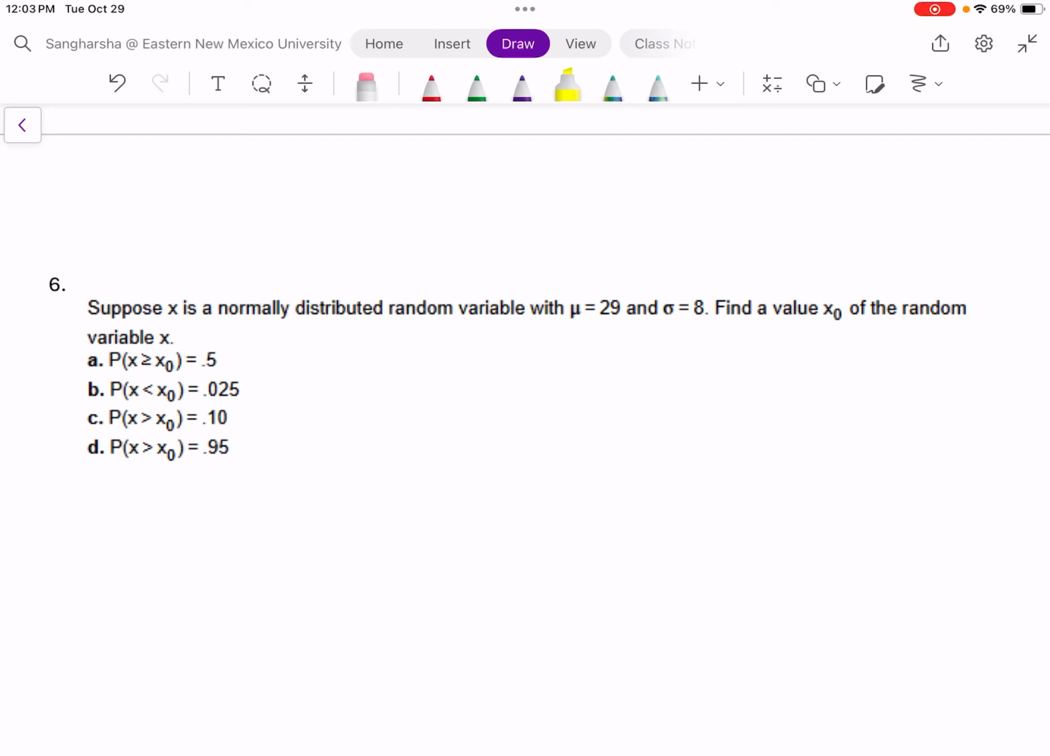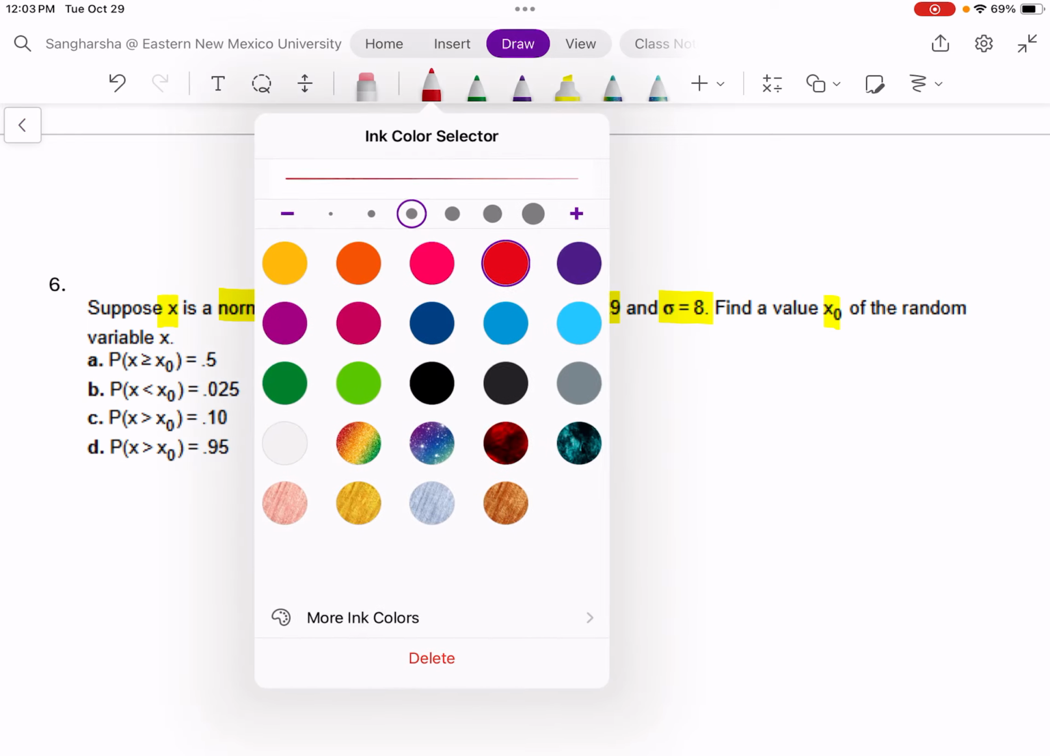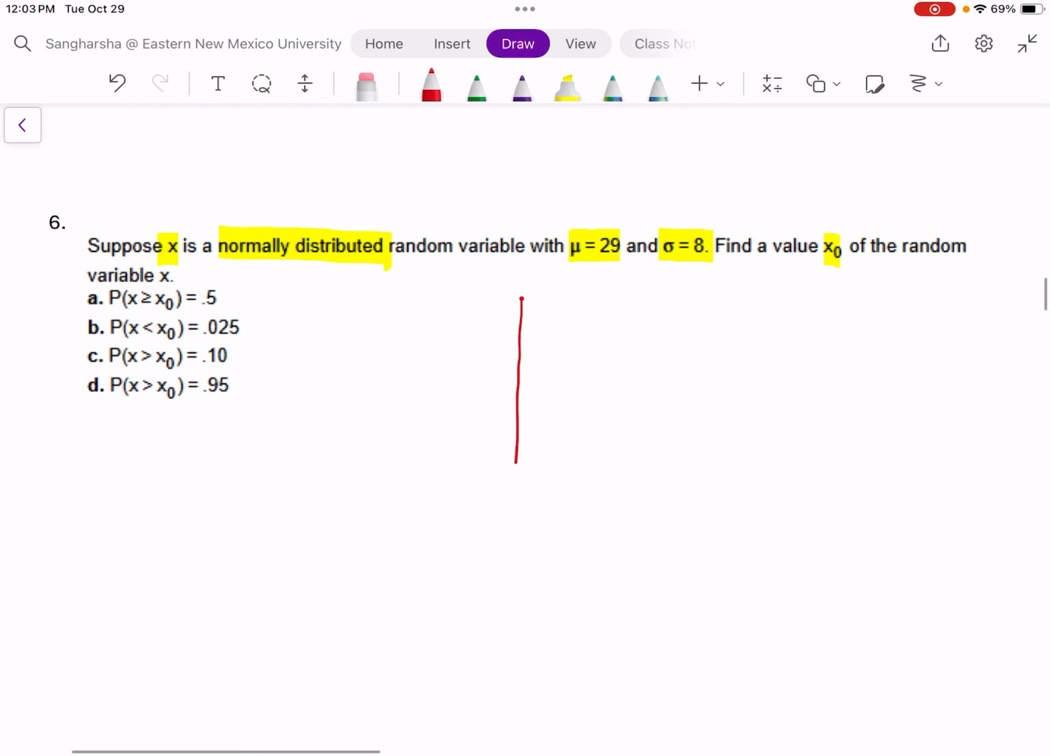So in question number 6, x is a normally distributed random variable. Mu is given as 29, sigma, the standard deviation, is given as 8, and we need to find the value of x naught for this part A. Since this is normally distributed, we start by drawing a graph, a bell-shaped curve.